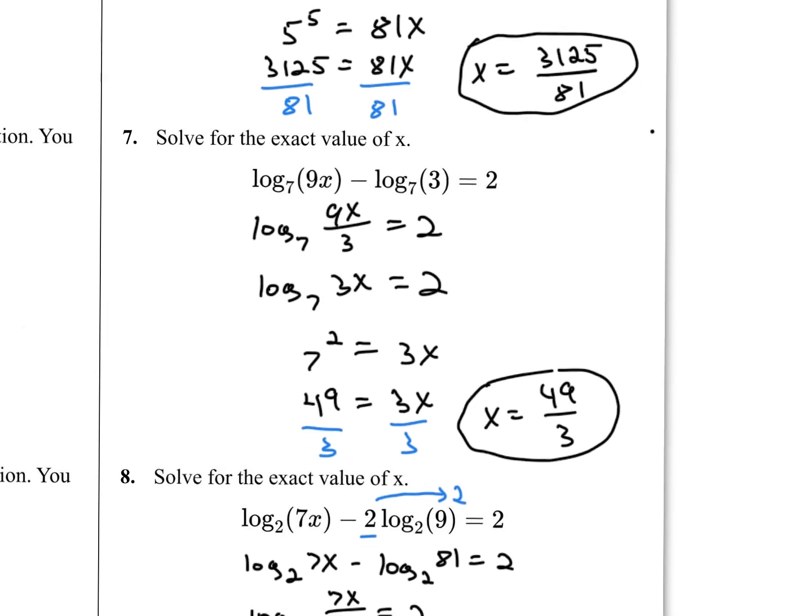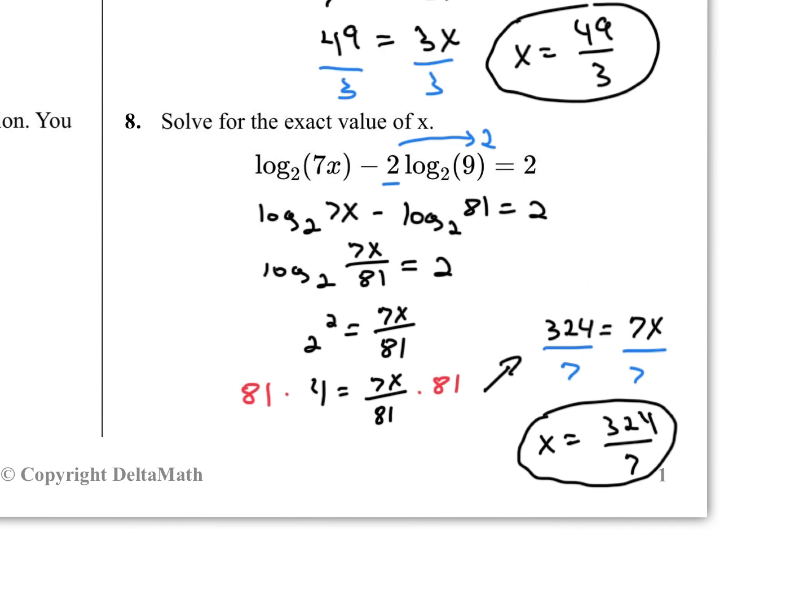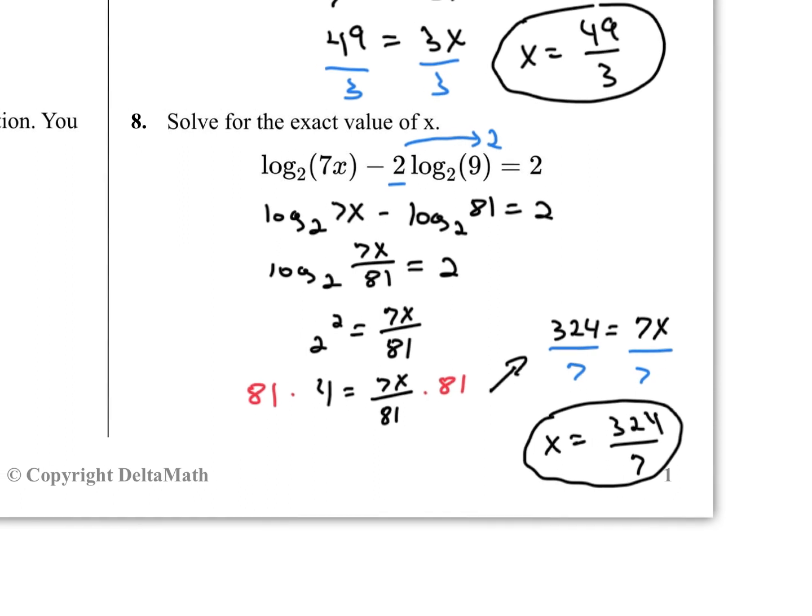All right, number 8. Again, we have these two logs, and it's the difference of those two logs. They do have the same base, so we're going to use our quotient property. We're going to divide them. So log base 2 of 7x minus 2 log base 2 of 9 equals 2.